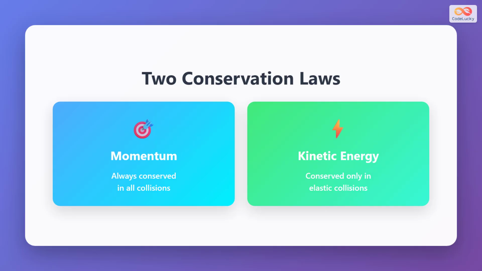In elastic collisions, two conservation laws are at play. First, momentum is always conserved in all types of collisions, whether elastic or inelastic. Second, kinetic energy is conserved only in elastic collisions. This makes elastic collisions unique because both quantities remain constant throughout the collision process.